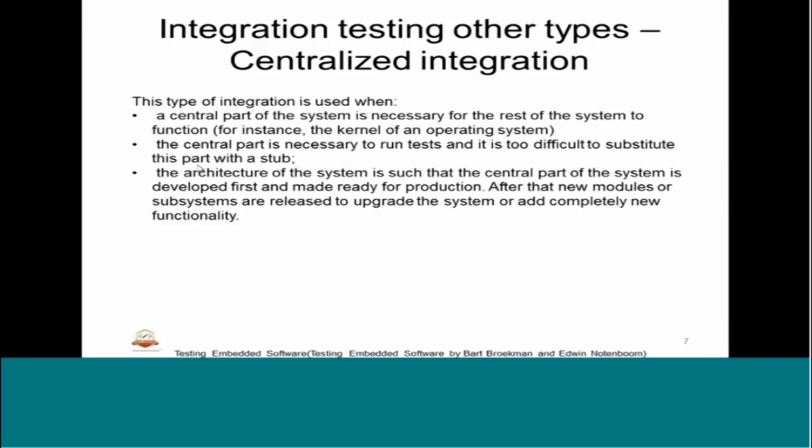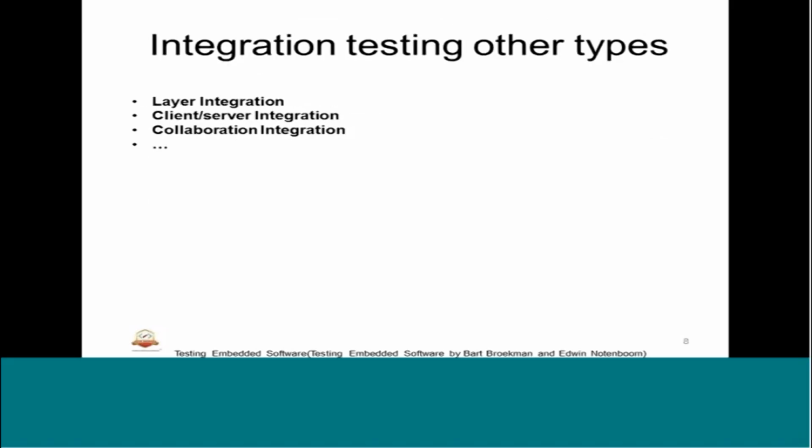But here also again, centralized systems will have subsystems. Those subsystems we can adopt either top down or bottom up or hybrid, whatever it is. It depends on how large the system is or how complex the system is. So it's very important. So there are other types of integration testing. We'll discuss one or two lines for each.